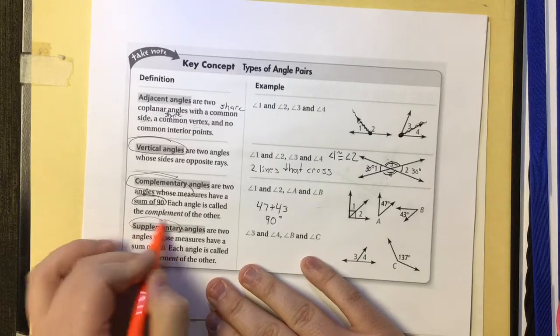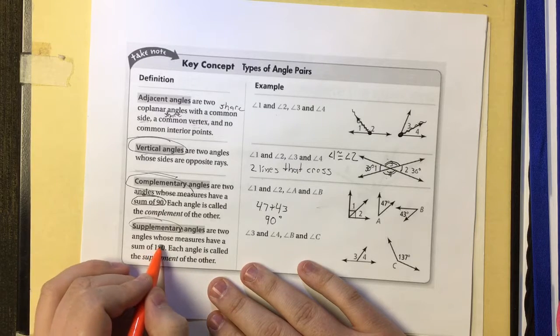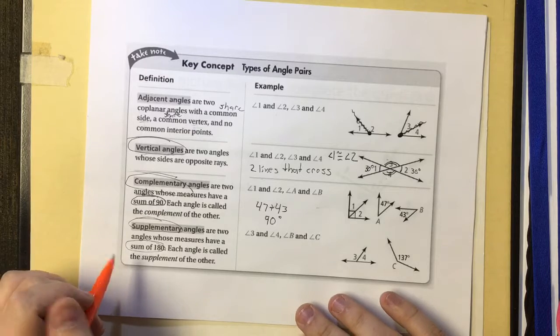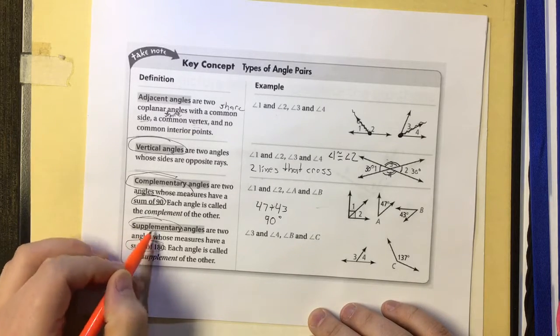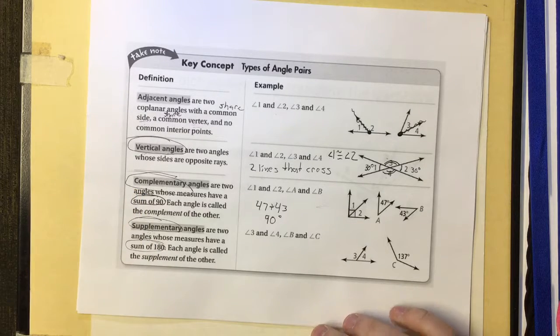Supplementary angles. Supplementary angles are similar to complementary, but rather than adding up to 90, they add up to 180. So if you have two angles that add up to 180, that makes them supplementary. Supplementary is 180, complementary is 90. That's something you're just going to have to memorize.